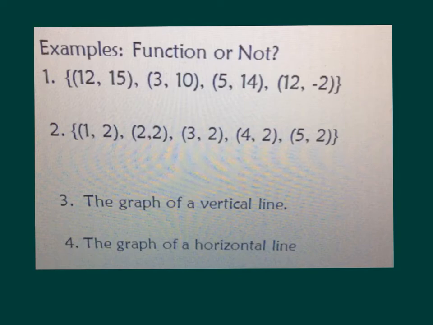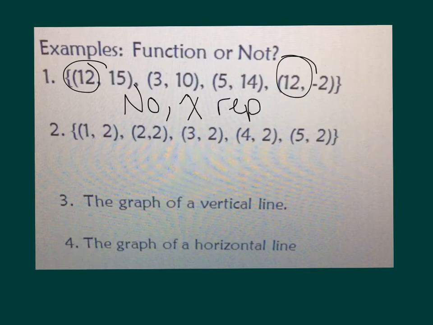Okay, so I hope you went through these problems and were able to do them on your own. If not, let's go ahead and go over them. So this first example, I have this list of 4 ordered pairs. You should have gotten no, because these two x values repeat. So because of that, this is not a function.